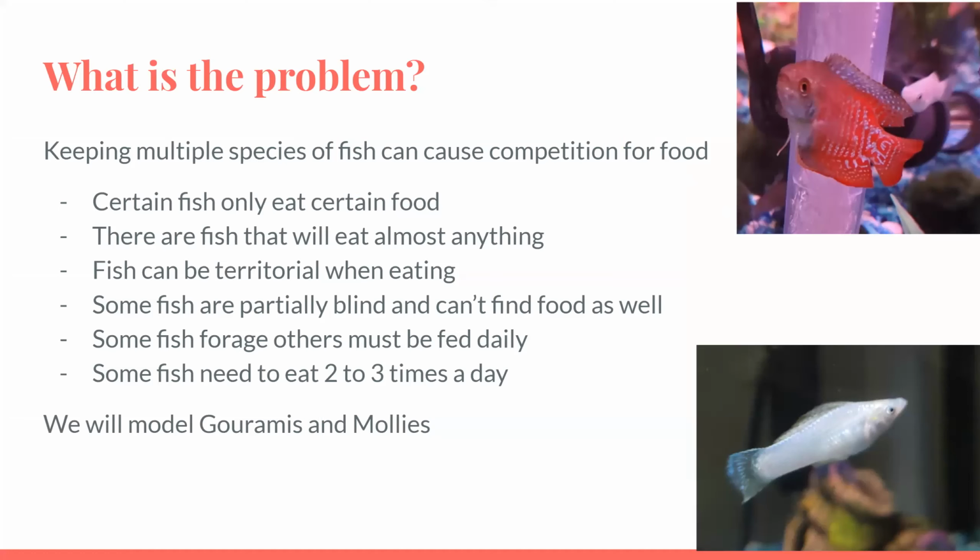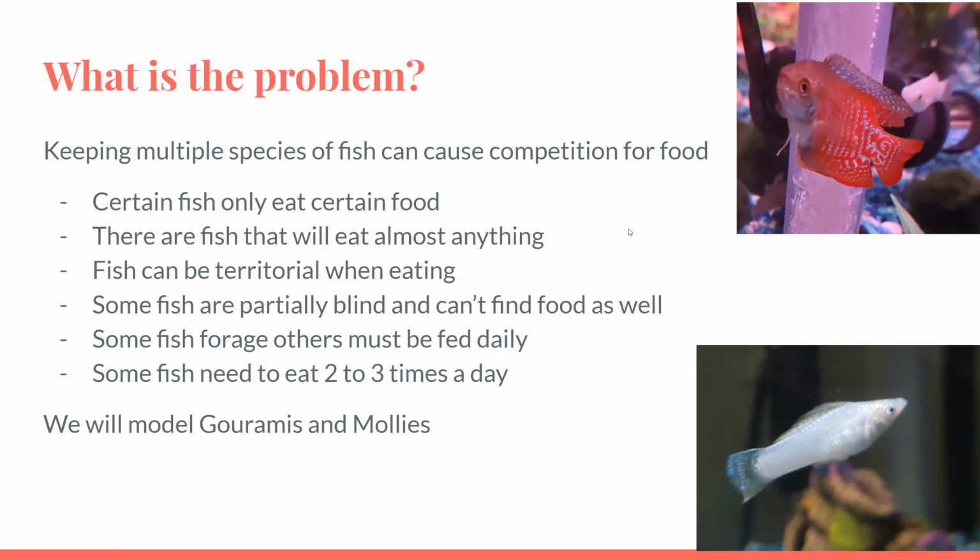Certain fish only eat certain food, whereas there are others that will eat almost anything. Fish can be territorial when eating and prevent fish from eating. And then some fish are partially blind and can't find the food as well. And then some fish must forage for food, whereas others can't and they must be fed daily. And then on top of that, some fish need to eat 2 to 3 times a day.